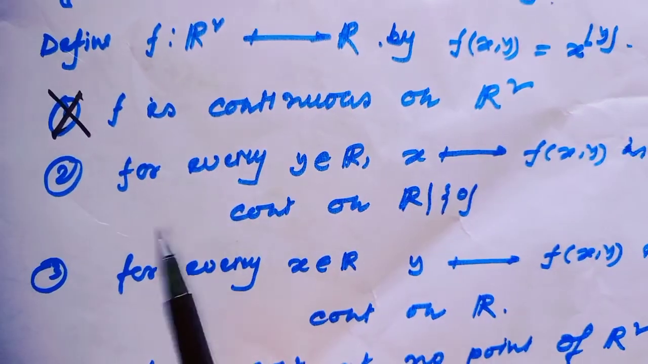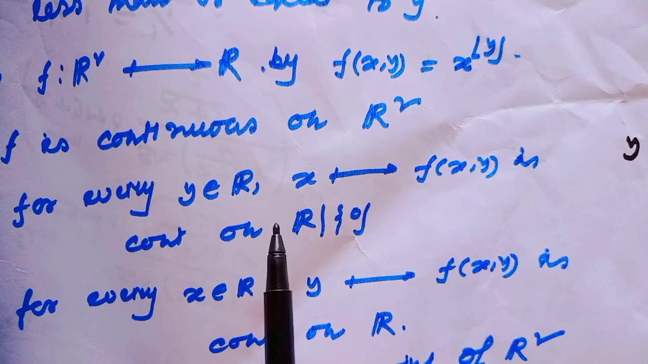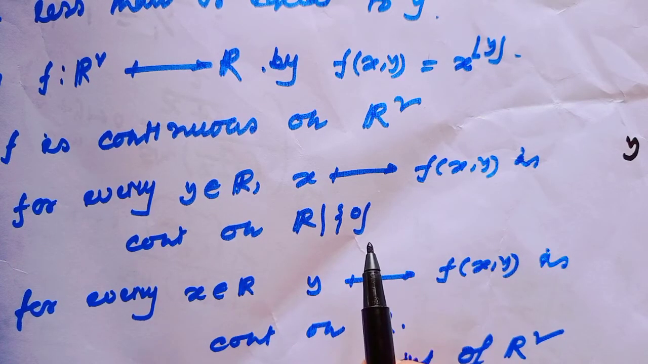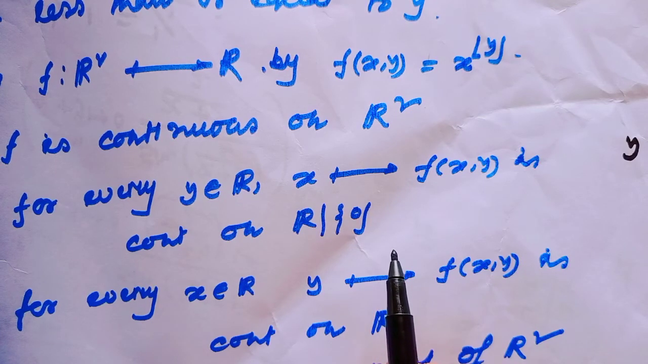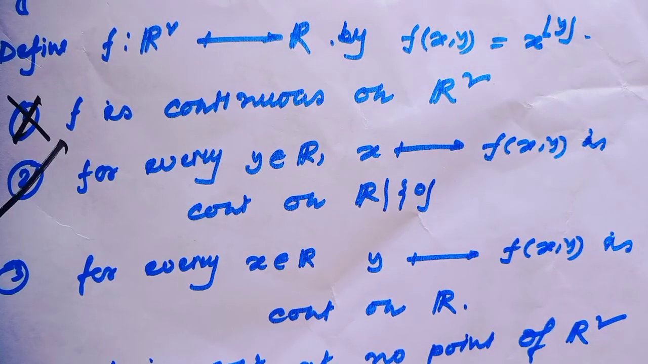So option 2 indicates for every y belongs to R, x maps to f(x,y) is continuous on R omitted singleton set {0}. This option is a right option.